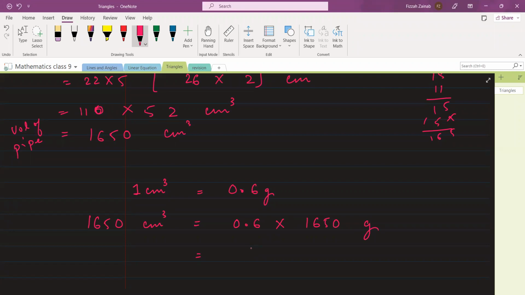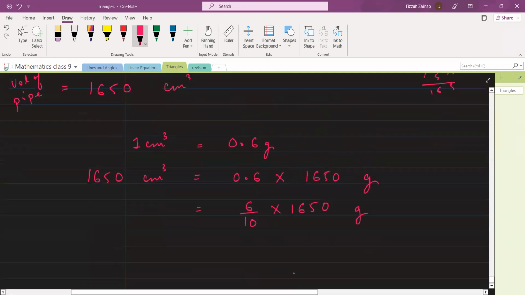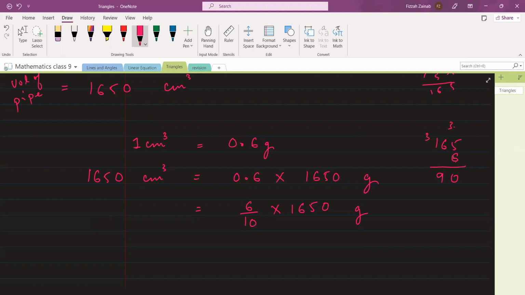So remove the decimal, 6 by 10 into 1650 grams. So 0 will get cancelled out, and it is simply 6 into 165. 6 into 5, 30, carry 3. 6 into 6 is 36 and carry 3, 39. 6 into 1, 6 and 3, 9. So 990 I'm getting here. 990 grams. Okay.